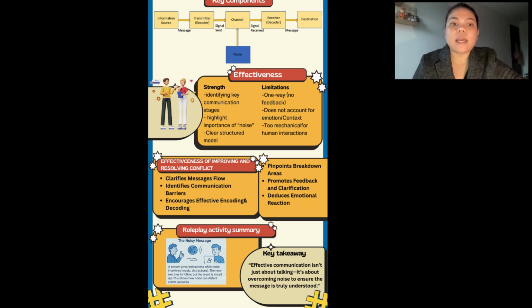But in reality, how a message is understood can depend on the tone, the culture, or even the relationship between the persons. Lastly, the model is often seen as too mechanical, which means that it works well for mechanics and systems, but human communication is more complex, more emotional, and more unpredictable, which this model doesn't fully capture. That is all for my part.